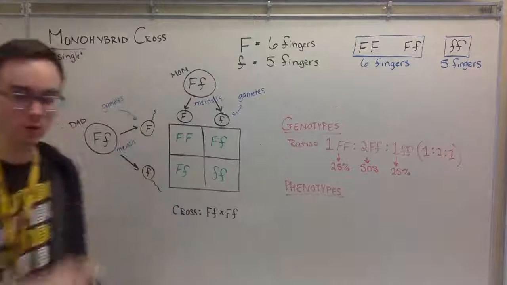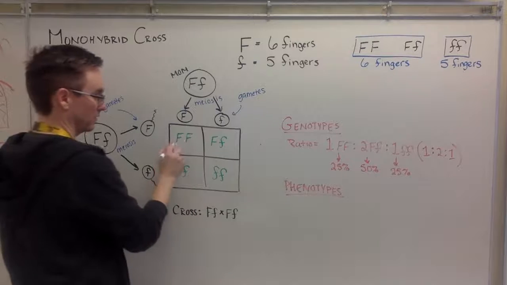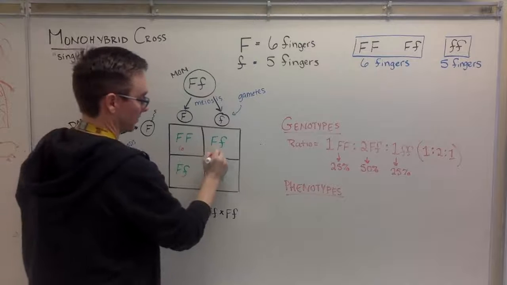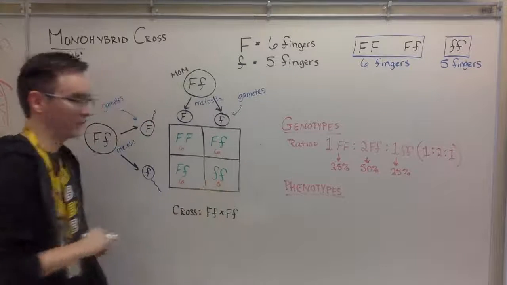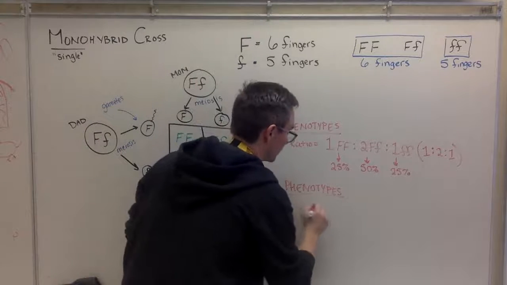All right, so now we've got to look at each one here. This one would be 6 fingers, right? This one would be 6 fingers. This one would be 6 fingers. That one would be 5 fingers. So I have here just kind of a ratio.